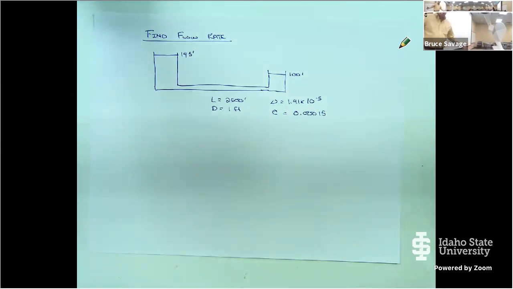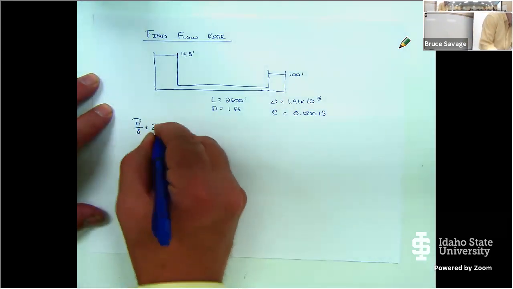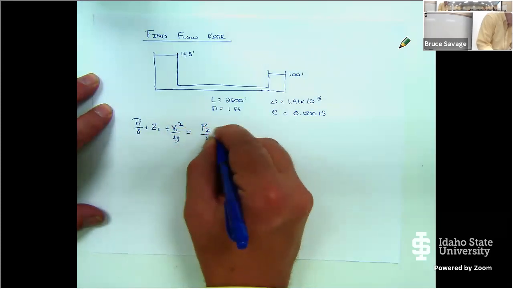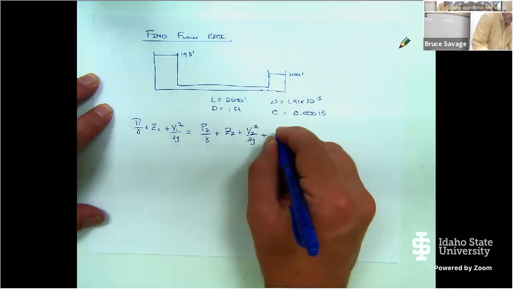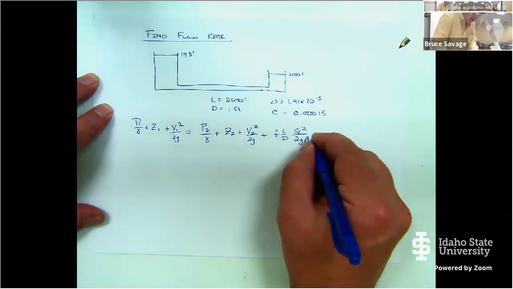So it's the same thing as the other problem, except now our reservoir elevations have changed, and we're dealing with a 1 foot pipe, not an 8-inch pipe. And we want to find now the flow rate. So the goal is to find the flow rate. Okay. So we have the same equation set up. P sub 1 over gamma plus Z sub 1 plus V sub 1 squared over 2G is equal to P sub 2 over gamma plus Z sub 2 plus V sub 2 squared over 2G plus F times L over D times Q squared divided by 2G A squared.